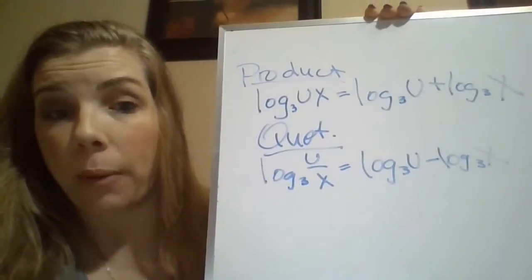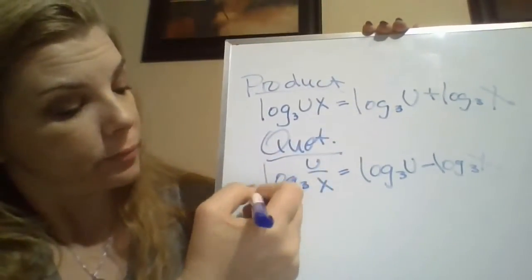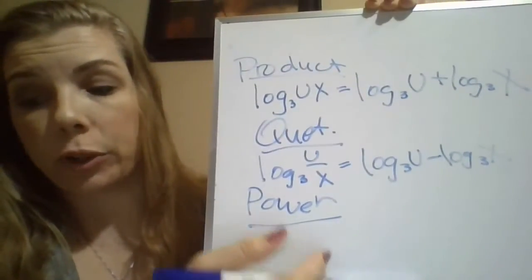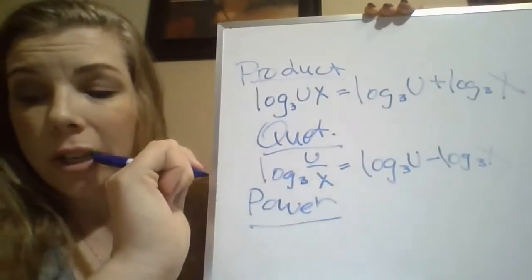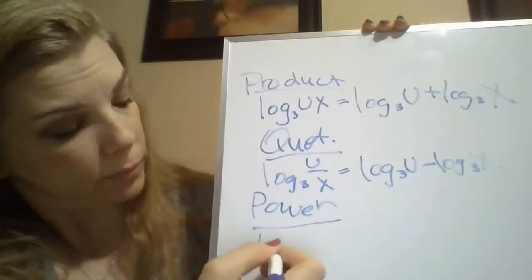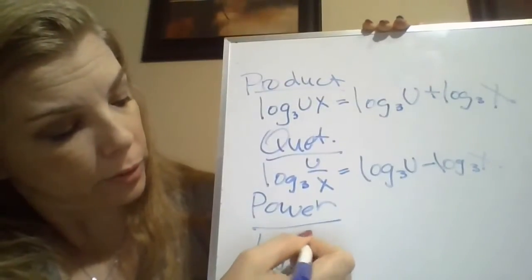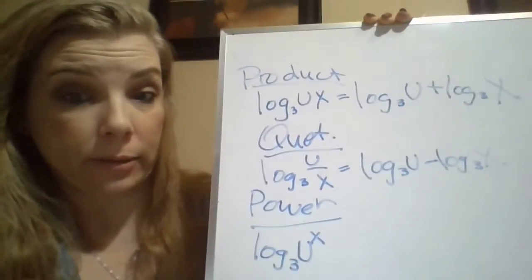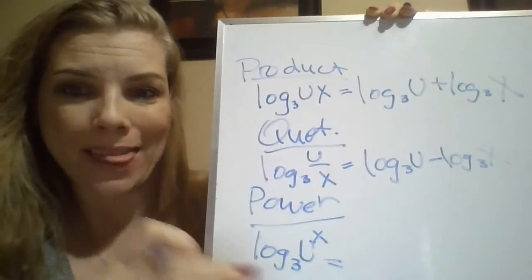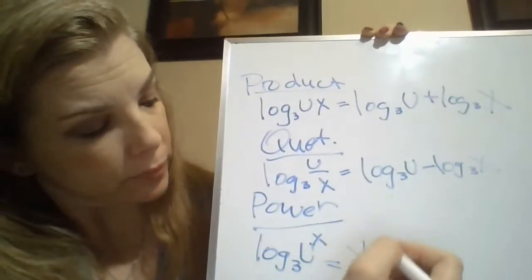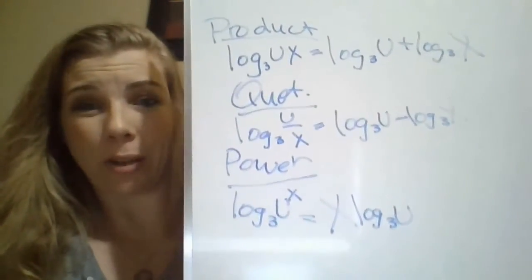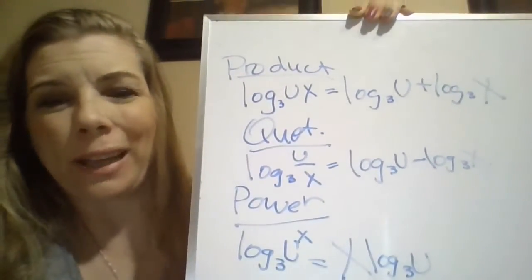The last one, the power property, again, 2 seconds ago. That's like when you're just moving things around, right? Let's see a different one. We'll just do log 3 of u to the power of x. We're using the same letters. Remember, the exponent goes to the outside. That's it. Hopefully these help. This is like a cheat sheet.